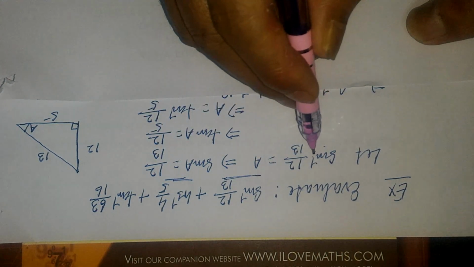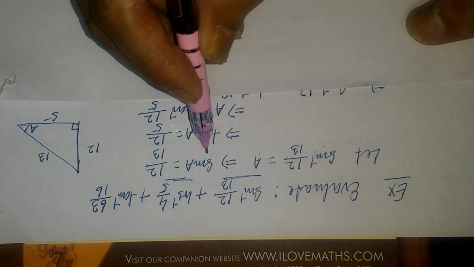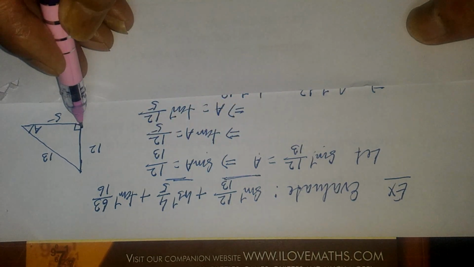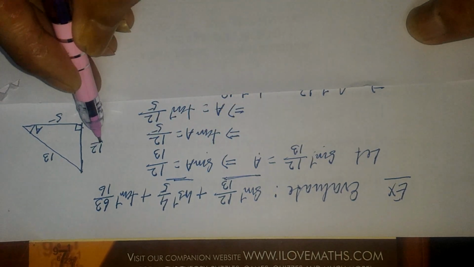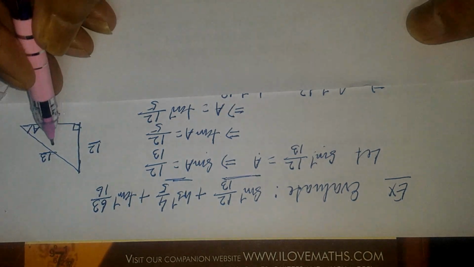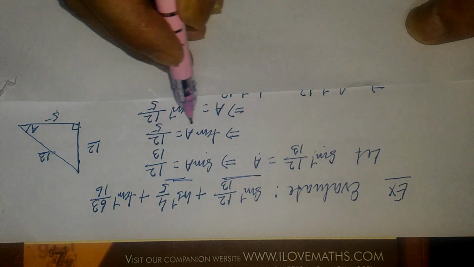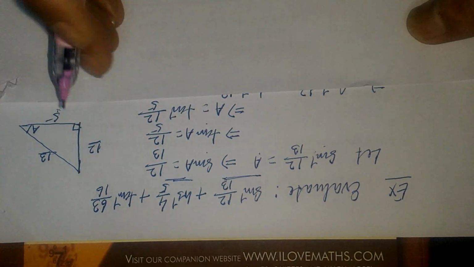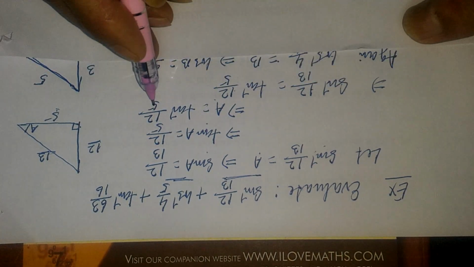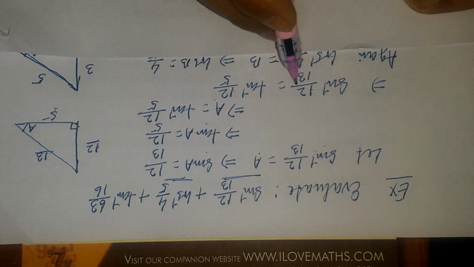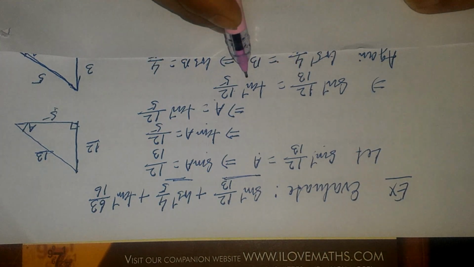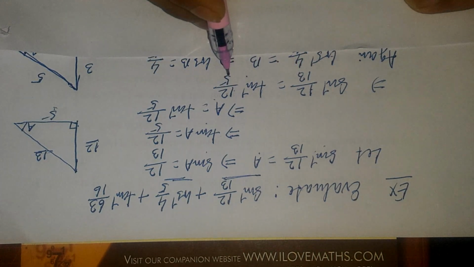We'll assume let sine inverse 12 by 13 is A. So sine A is 12 by 13. We'll take the triangle into account. So 12 by 13, it is sine. Apply Pythagoras theorem, it will give you 5 here. So we can write tan A is what? 12 by 5. So A is tan inverse 12 by 5. It means sine inverse 12 by 13 can be written as tan inverse 12 by 5.